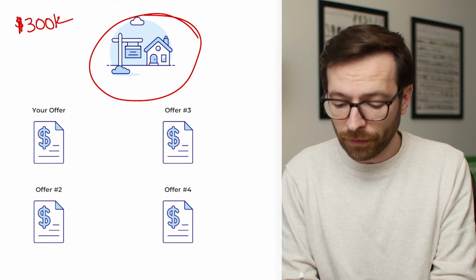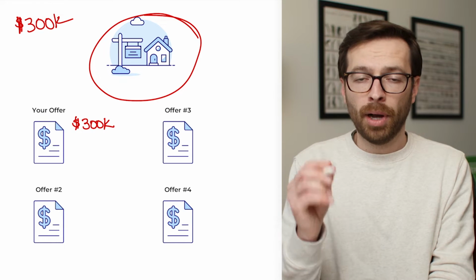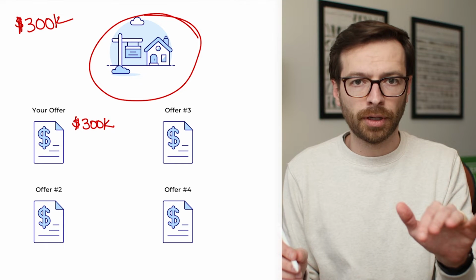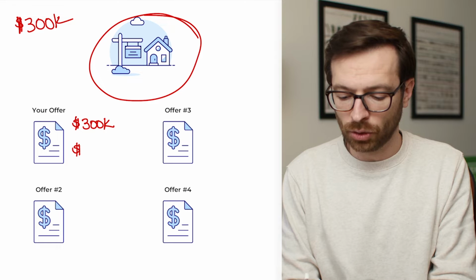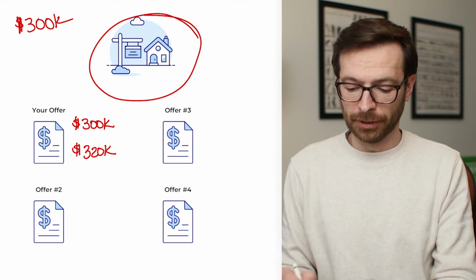So your offer on the purchase contract, you decide, is going to be the list price, but you're including an escalation clause that says I'll beat any other offer by $1,000 up to $320,000. So this is your offer right here.